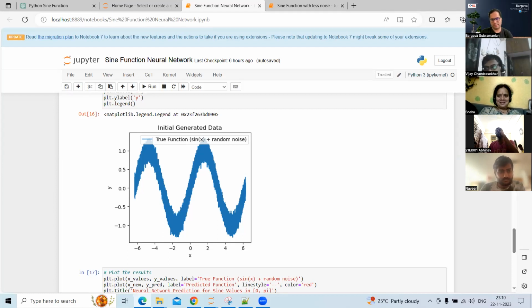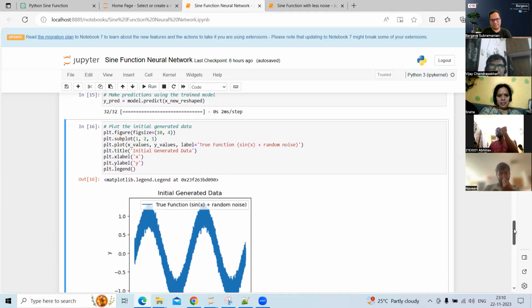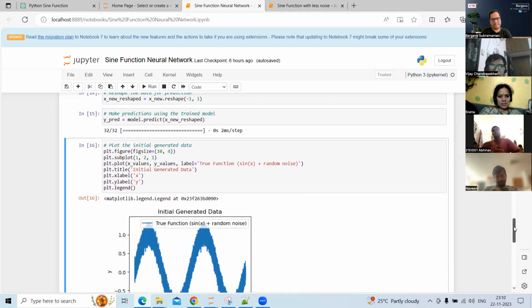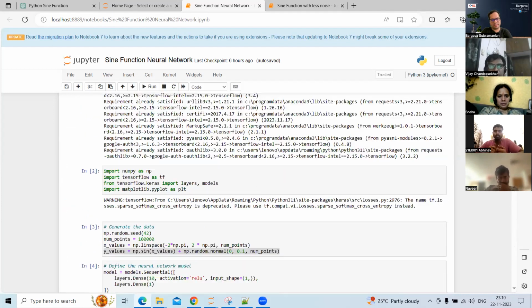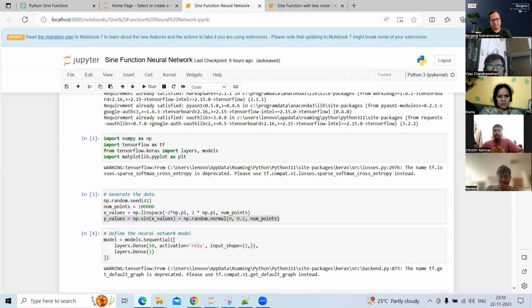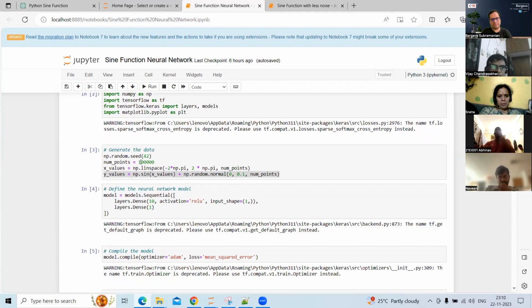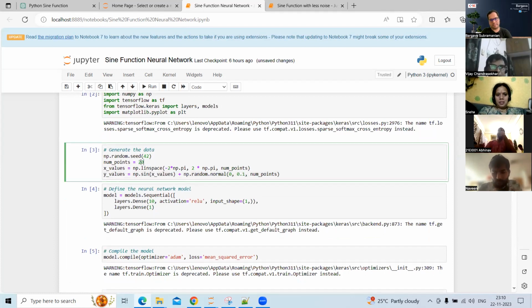Why don't you do one thing? Just make it 20 points. Let's see how it looks. Make it 20 instead of 100,000 and plot the graph again. I want to see how it looks. This is line 3, num points. Yes, make it 20. Okay, just run the whole code again, right?